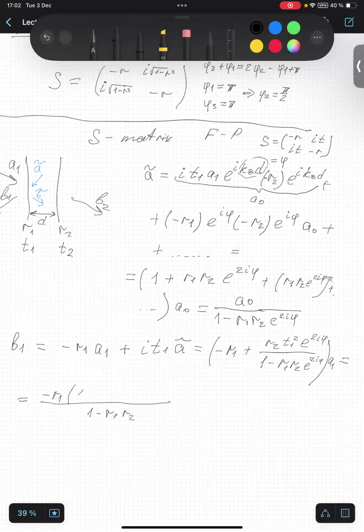Minus R1, 1 minus R1, R2 exponent i phi, plus R2, 1 minus R1 squared e to the 2i phi. And here, yes, also A1.